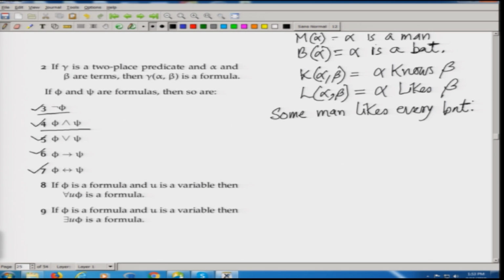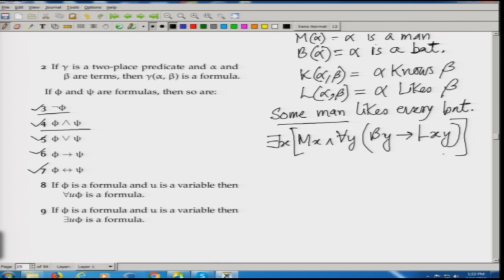I translate it this way. First of all, man should be translated. So how do I do it? There is some x such that x is a man, and if anything is a bat, then x likes y. Now, this is how we translate this.